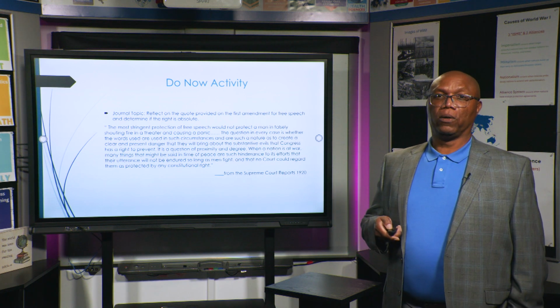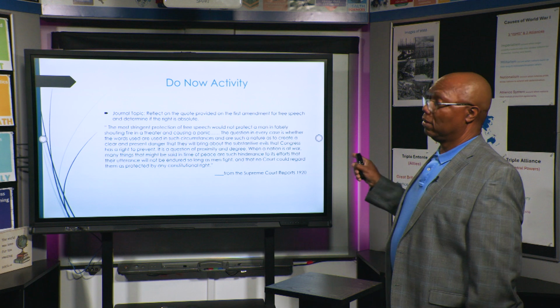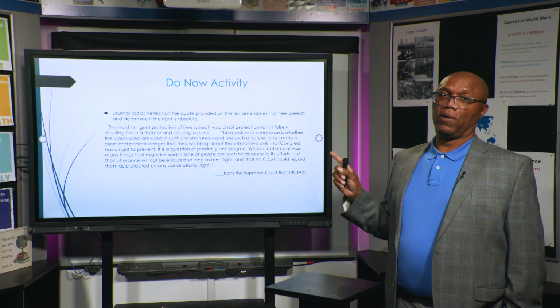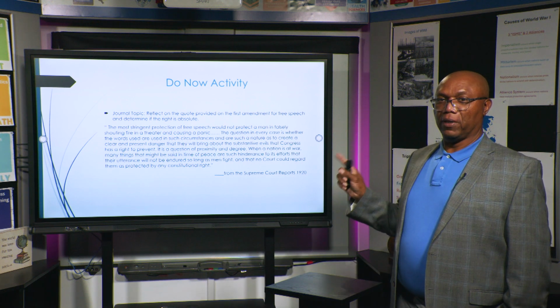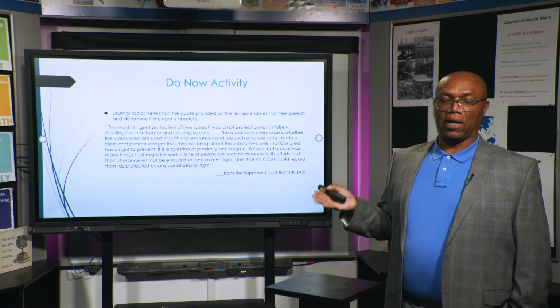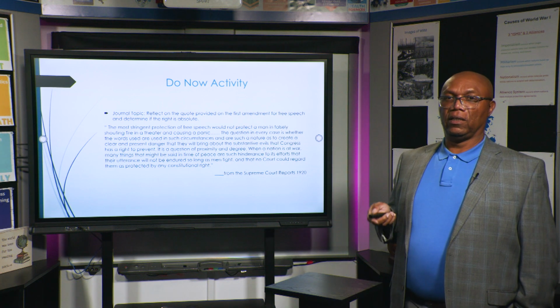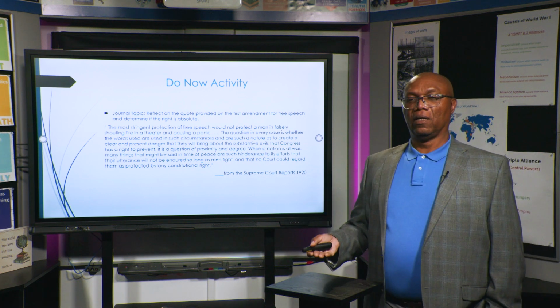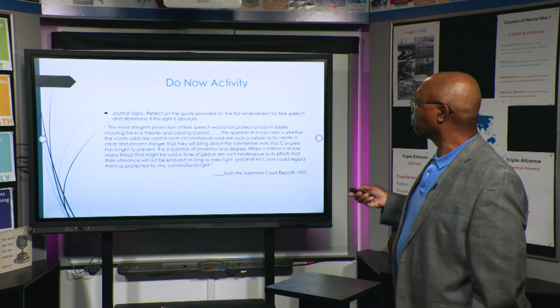So what we want you to do is get an idea that when we're talking about World War I, we're going to find that this is one of the tenets of America's Bill of Rights that will be attacked. So we're going to see how the United States of America handles the limitations on free speech.